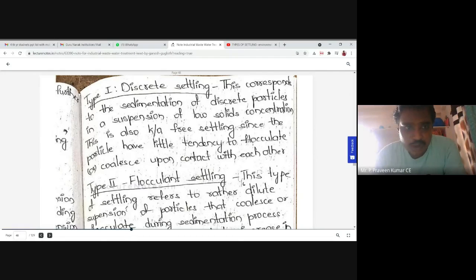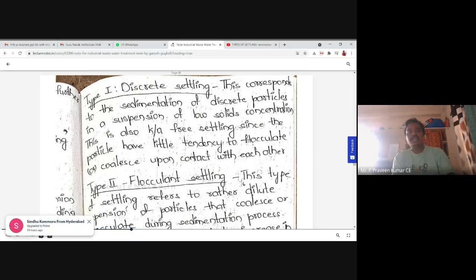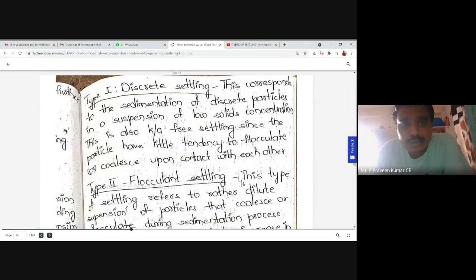This corresponds to the sedimentation of discrete particles in a suspension of low solid concentration, wherever the particles are very few. Discrete means low solid concentration. That means individual particles will settle in the tank. The particles are very few, and individually they settle without concentrating with other particles. That comes under discrete settling.